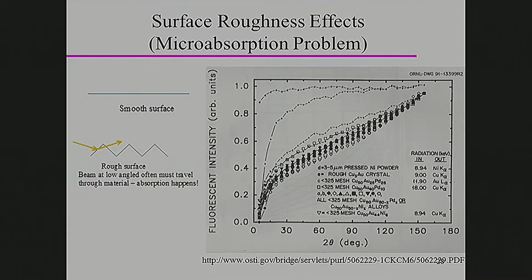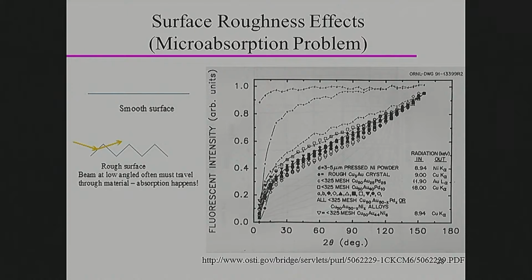And I put a little sketch here to illustrate what that really refers to, because surface roughness is actually a microabsorption problem. Okay? If you're in the mountains and the sun is really high up, there's no shadows, right? If the sun starts going down, you start seeing shadows. The sun doesn't reach everywhere. The same thing happens with X-rays if you have a rough or mountainous surface. Okay? And it turns out that the X-rays that hit on this side have to travel through material to get to the detector. And so they will get absorbed, and the lower your angle is, the more absorption you have.